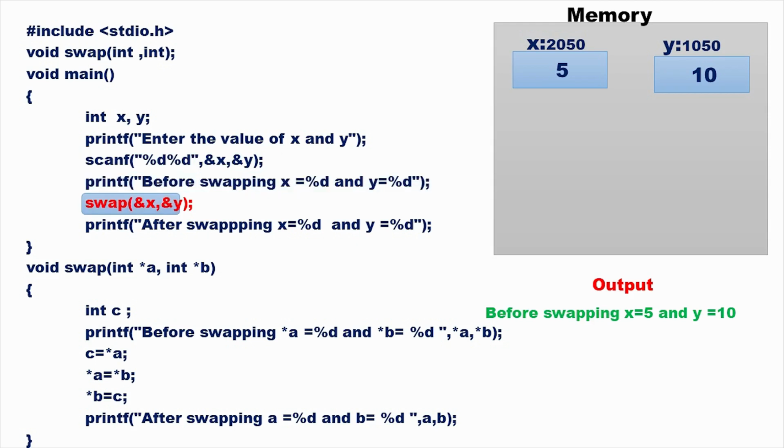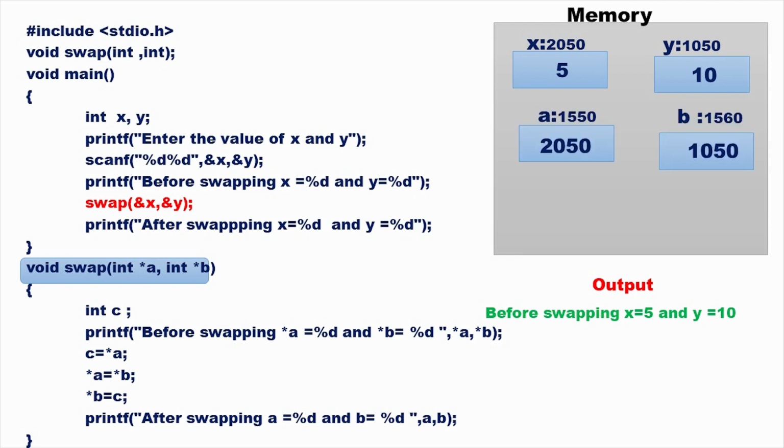swap(&x, &y). Here the function is called with the address of variables x and y. Go to function swap. Since the address is passed to the function, a and b are declared as pointer variables. The address of x is copied to a and the address of y is copied to b. a now becomes 2050 and b contains 1050. Create another variable c.